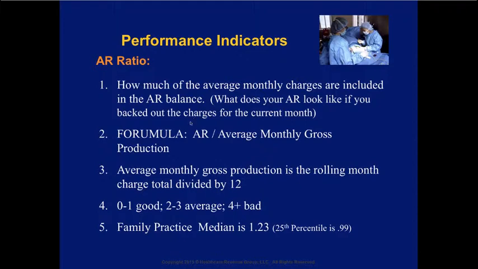In a family practice median, because I'm picking on family practice today, as you notice, 1.23 is the median. 25th percentile is 0.99. That means they're getting paid in less than 30 days on a consistent basis where their AR doesn't impact that. Now you could say, oh, well, they just keep adjusting everything off and they keep their AR real low. Well, that's going to impact collection rates that we're getting ready to talk about next.